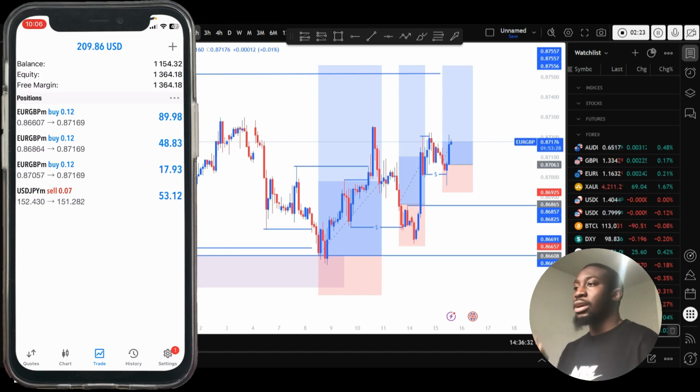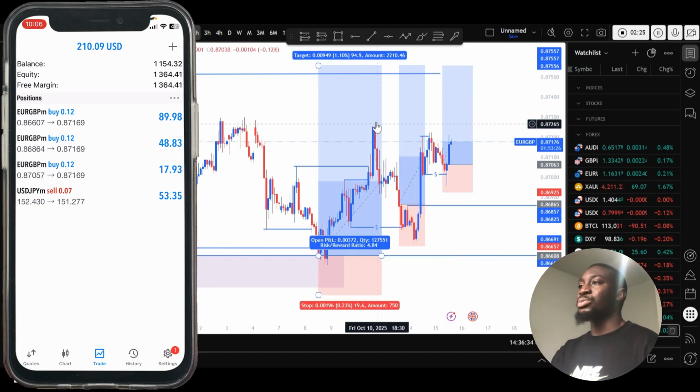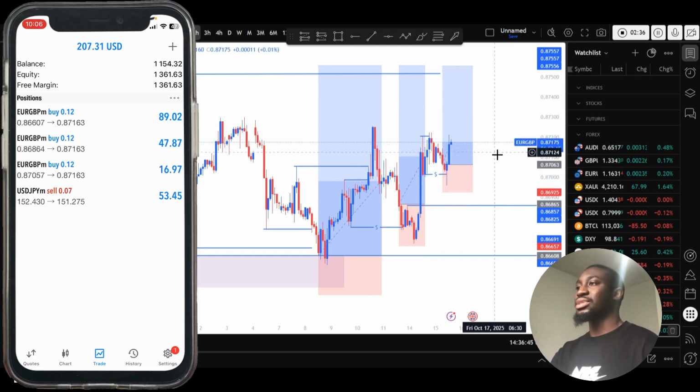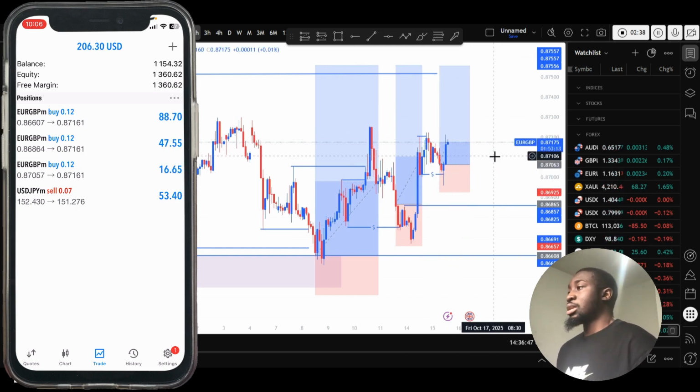Normally, after this move, I was expecting a break of this buy side liquidity here. Price has not taken out this buy side liquidity and it's coming back to form a kind of silly trap. So it is what it is. But what you know already, you know. So it is what it is.